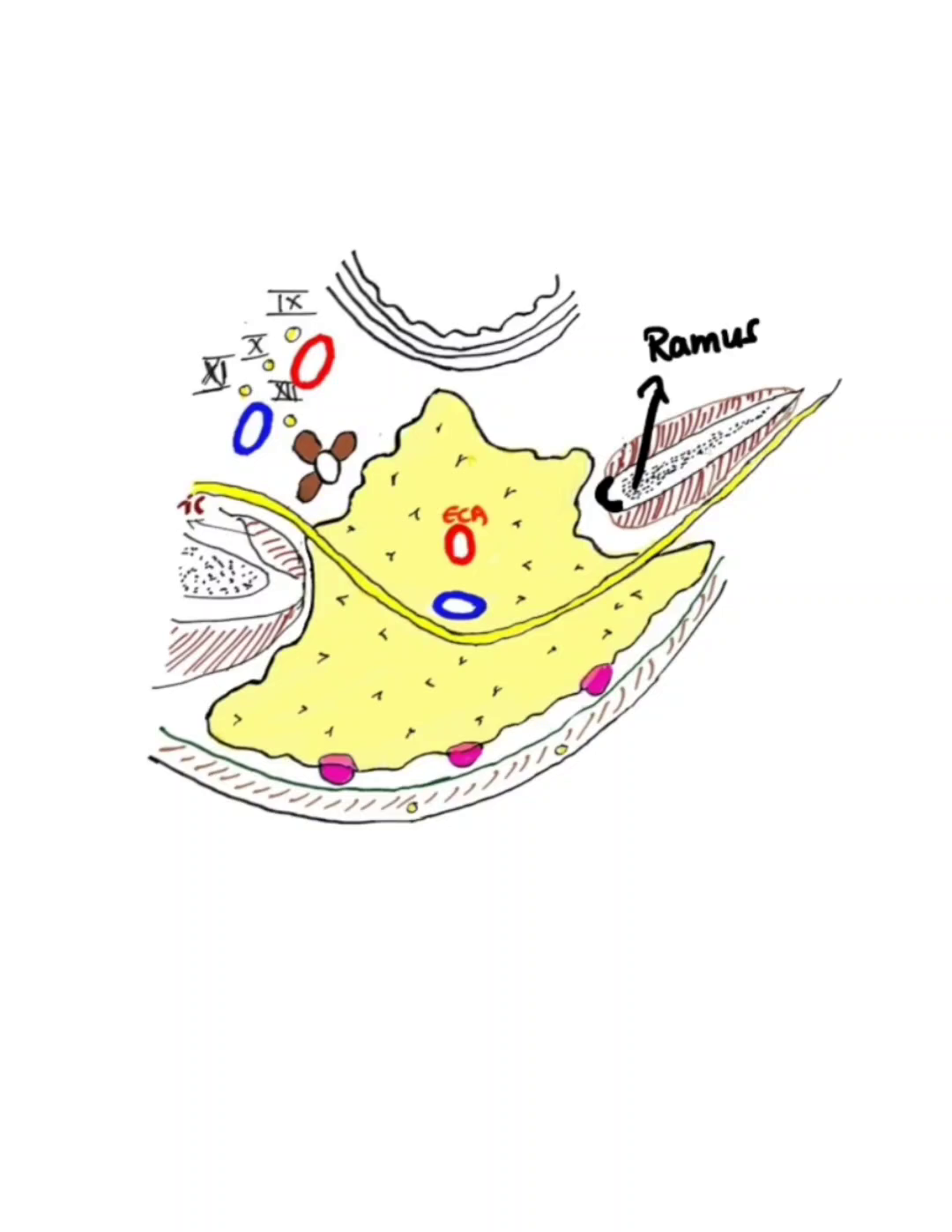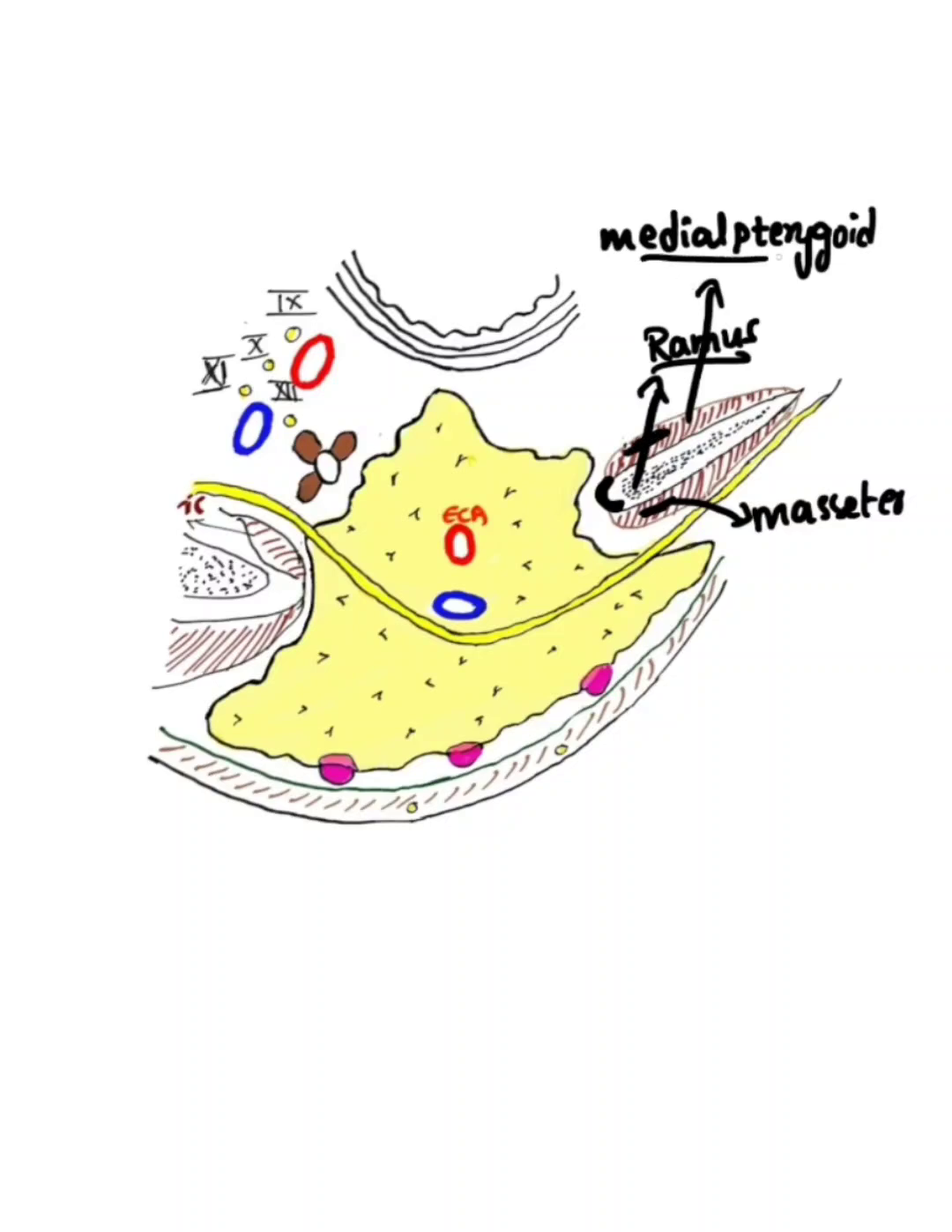To the ramus of mandible, laterally, masseter is attached. Medially, medial pterygoid is attached. So the anteromedial surface is related to posterior border of ramus of mandible, masseter, medial pterygoid. Posteromedial surface. The posteromedial surface is molded onto mastoid process, styloid process and their covering muscles.